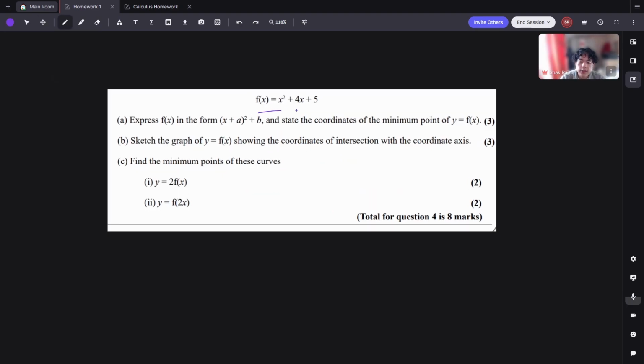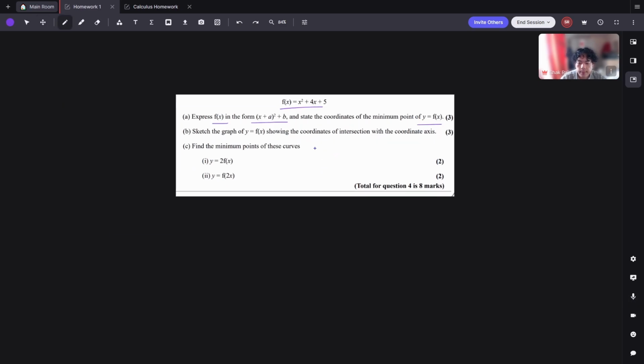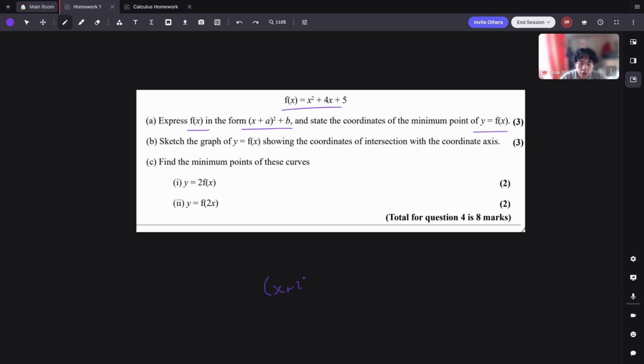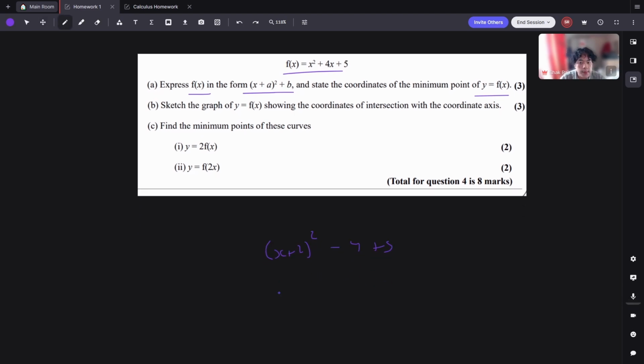We have f of x equals x squared plus 4x plus 5. Express f of x in the form (x plus a) squared plus b, and state the coordinates of the minimum point of y equals f of x. So all we need to do here is (x plus 2) squared minus 4 plus 5. So it's completing the square, and that gives (x plus 2) squared plus 1.